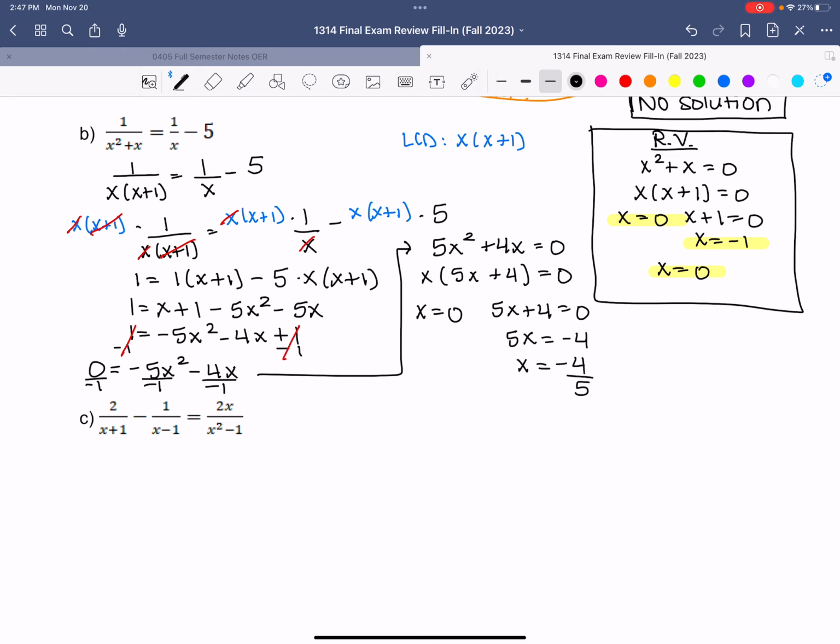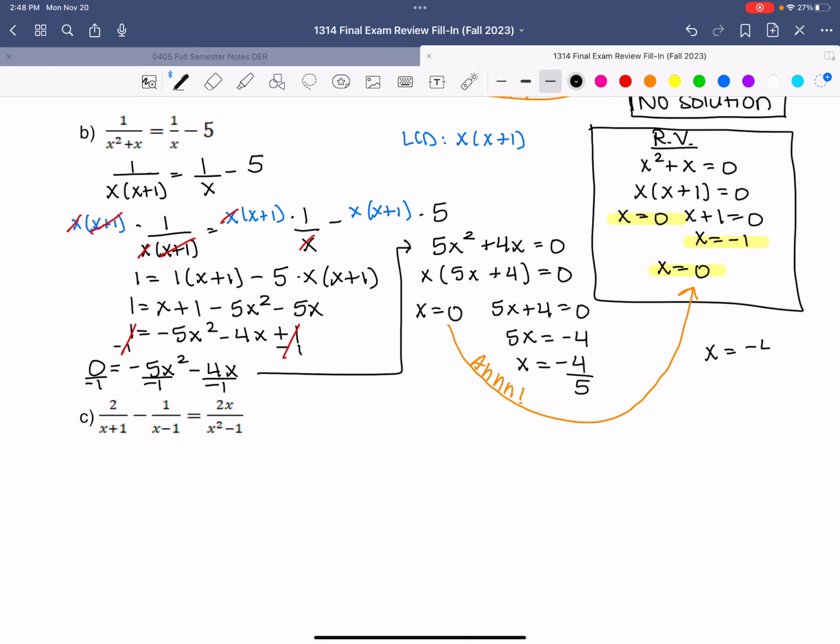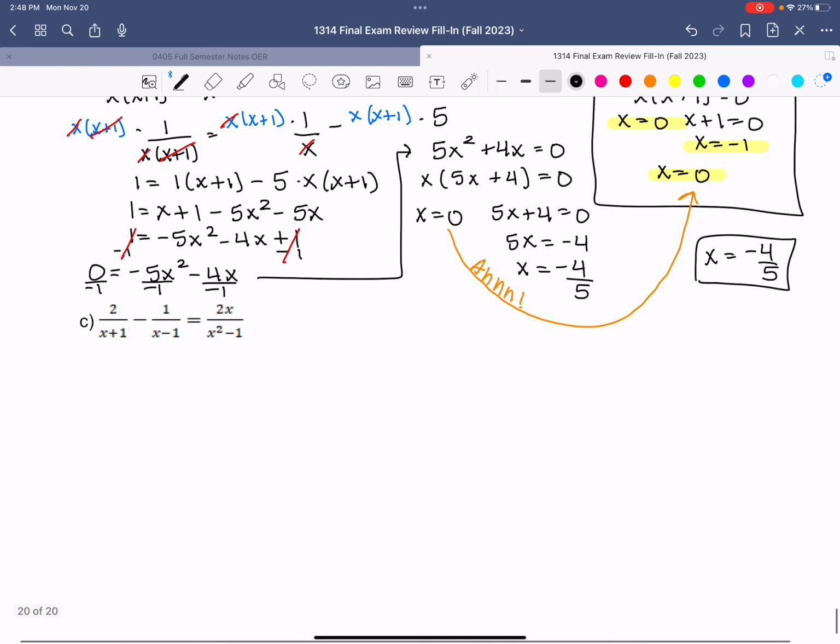So now I have to check to see if I have any restricted values. And it turns out I do. This one here, that's a problem. However, the other one's all good, right? This one, no problem here. X can be -4/5. So I have one solution, right? I'll just write it over here. X equals... So there's only one solution. The other one is what we call extraneous and is not a solution because it creates 0 in the denominator.